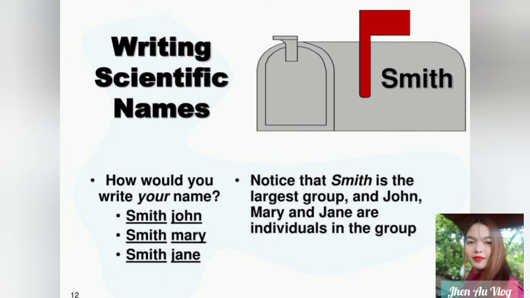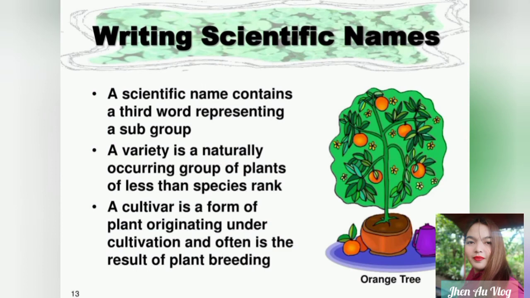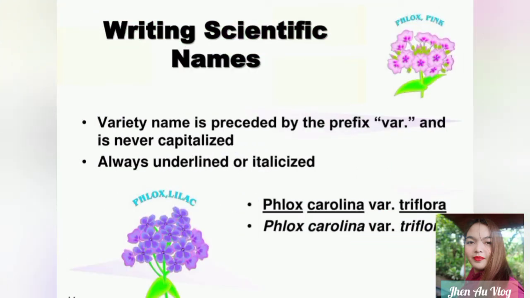And Mary and Jane are individuals in the group. A scientific name may contain a third word representing a subgroup. A variety is a naturally occurring group of plants of less than species rank. A cultivar is a form of plant originating under cultivation and often is the result of plant breeding. The variety name is preceded by the prefix var and is never capitalized. Var is the abbreviation for variety. Always underline or italicize.